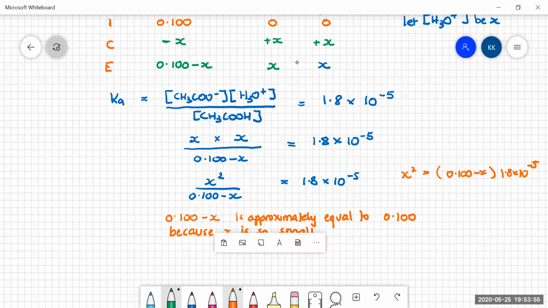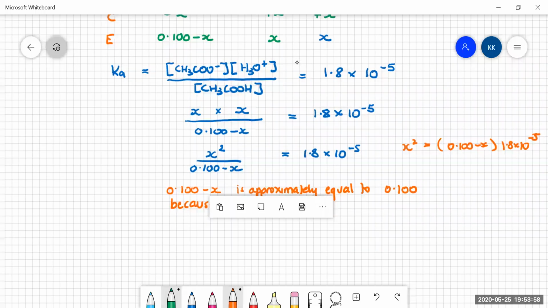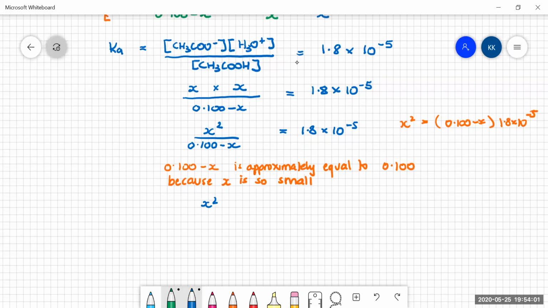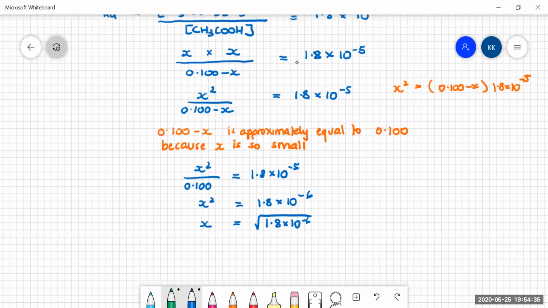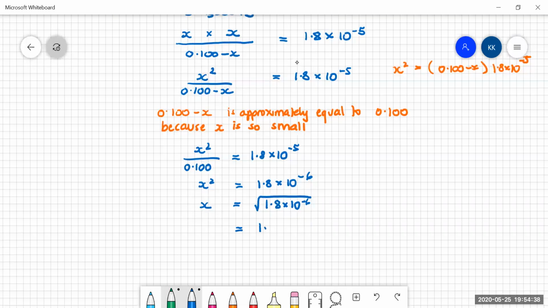So what we can actually say then, we can have x squared, and we just replace the 0.100 minus x with 0.100. From there, it's just a much simpler equation. So multiplying both sides by 0.1, we have 1.8 times 10 to the minus 6. And then taking the square root of both sides, we get x equals 1.3 times 10 to the minus 3.